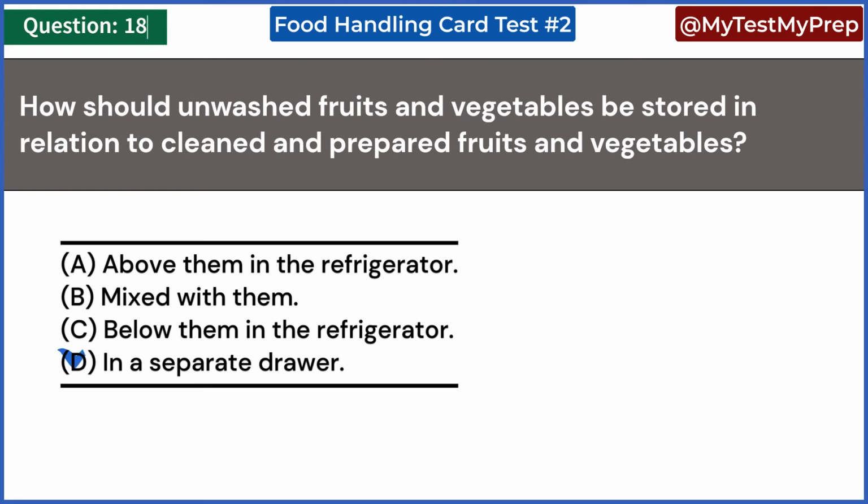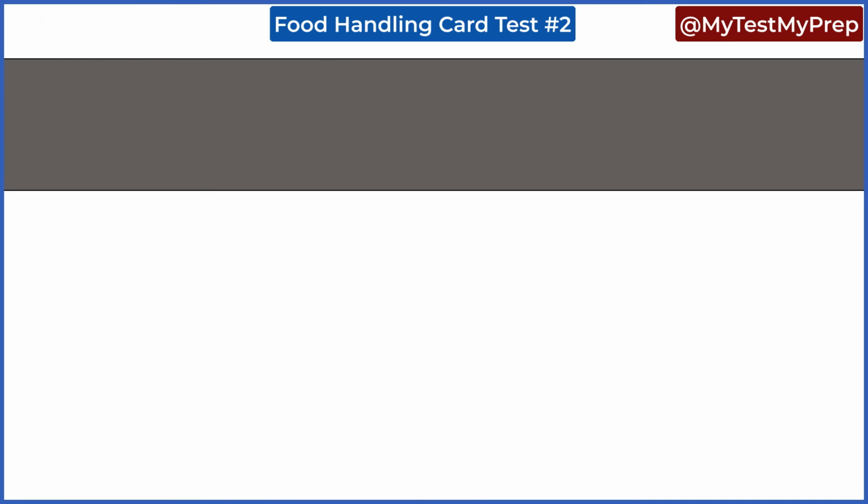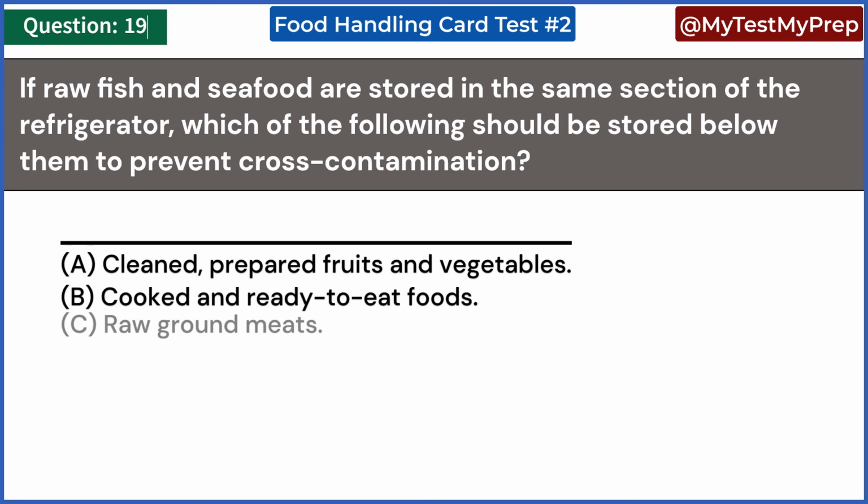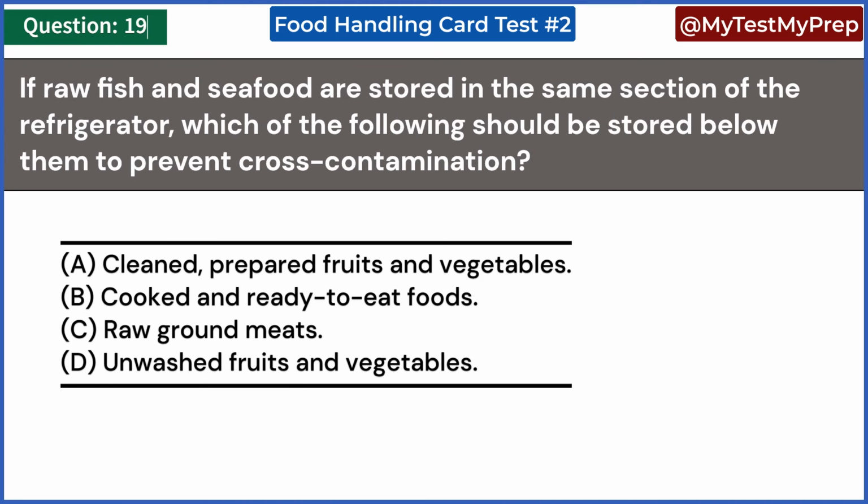Answer D. In a separate drawer. If raw fish and seafood are stored in the same section of the refrigerator, which of the following should be stored below them to prevent cross-contamination? A. Cleaned, prepared fruits and vegetables. B. Cooked and ready-to-eat foods. C. Raw ground meats. D. Unwashed fruits and vegetables.